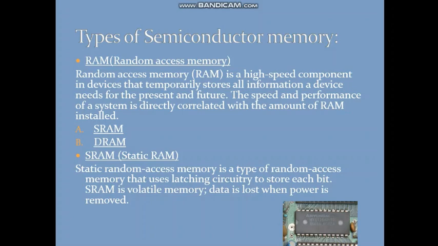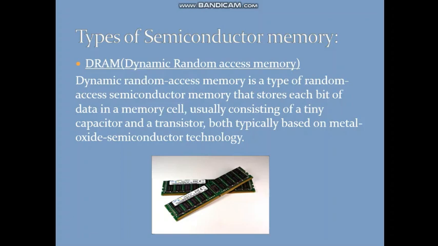Static RAM is a type of random access memory that uses latching circuitry to store each bit. SRAM is volatile memory, data is lost when power is removed. As shown below, it is SRAM. Dynamic RAM is a type of random access memory, semiconductor memory that stores each bit of data in a memory cell, usually consisting of a tiny capacitor and transistor, both typically based on metal oxide semiconductor technology. Here shown below is the image of DRAM.